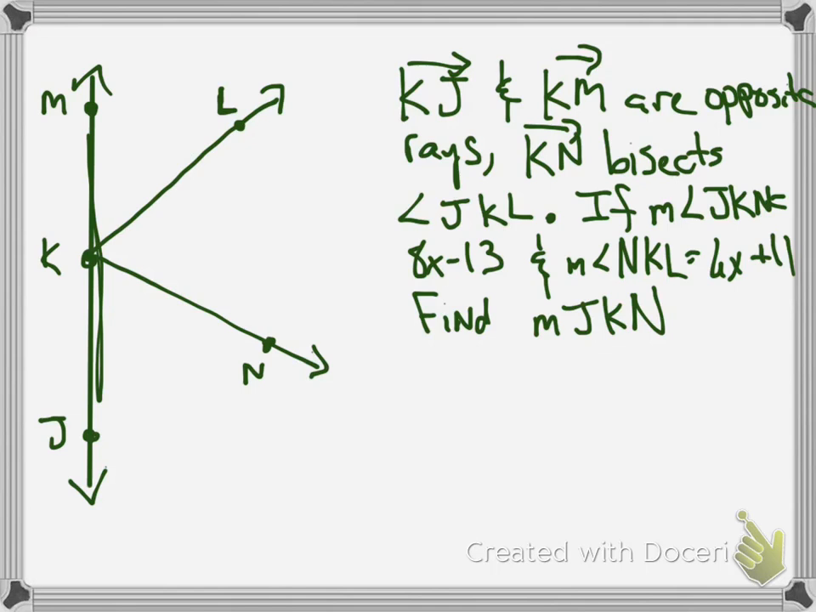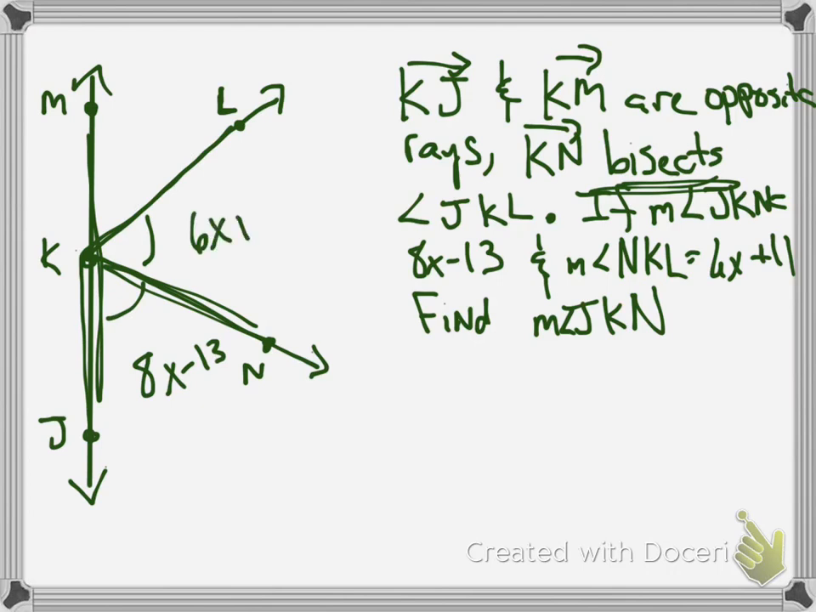And if JKN is equal to 8x minus 13 and NKL is equal to 6x plus 11, find the measurement of angle JKN. All right. So what does that mean? That means because KN bisects JKL, then those two are equal. Okay, they're congruent. JKN is 8x minus 13 and NKL is 6x plus 11, and they're congruent, so I can set them equal to each other and solve.